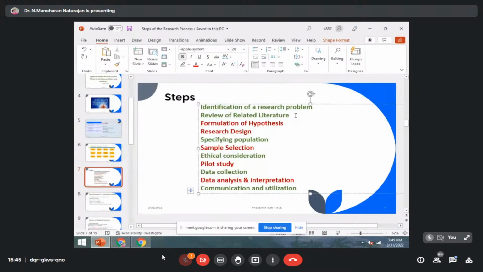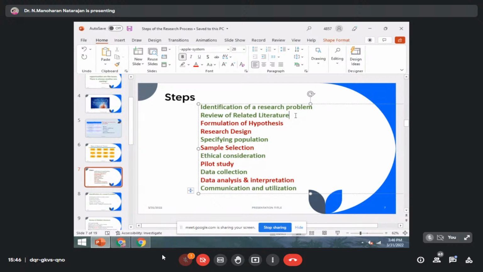It is to be formulated as a hypothesis, then the design: the whole plan from day 1 to day 10 or year 1 to year 5. You have to form an entire design, getting the information, processing the information, and getting the result. And after getting the result, it is to be published. Then a specific population. The population is the area where you are going to work. That is a domain.